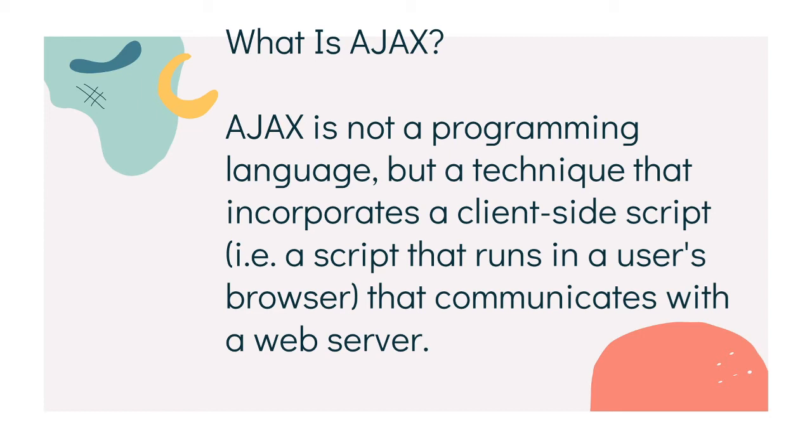So first, what is Ajax? Ajax is not a programming language but a technique that incorporates a client-side script. Ajax, which stands for asynchronous JavaScript and XML, is a technique that allows the web page to be updated asynchronously. Further, its name is somewhat misleading. While an Ajax application might use XML to send data, it could also use plain text or JSON text.